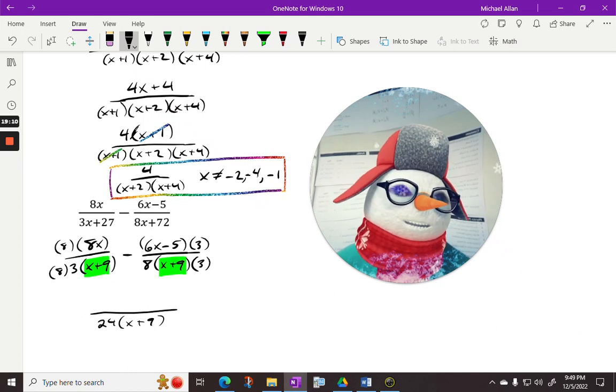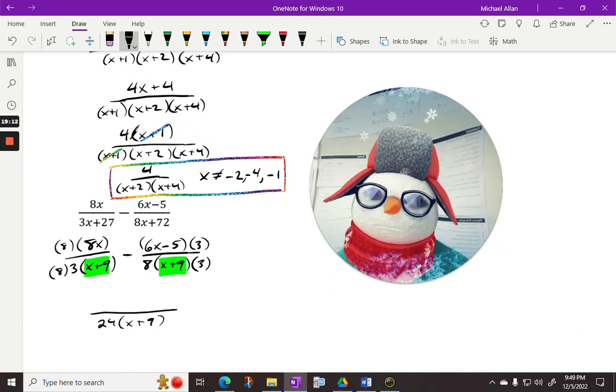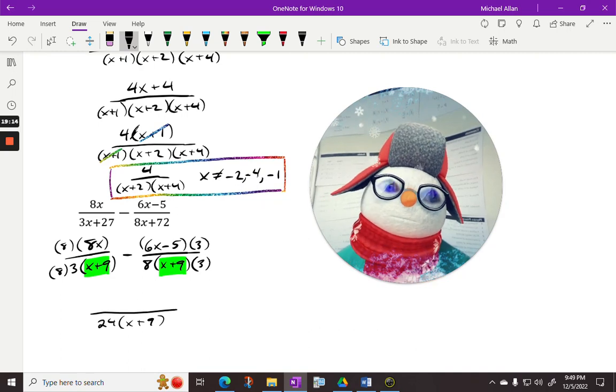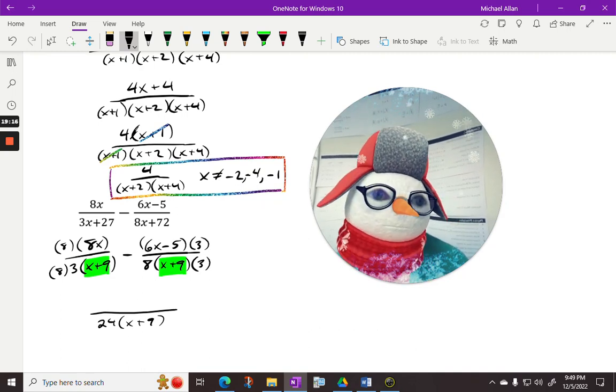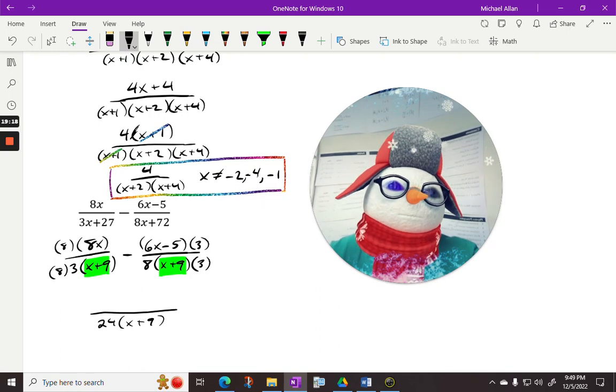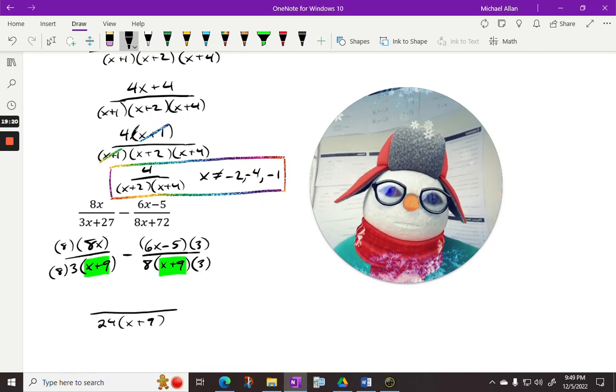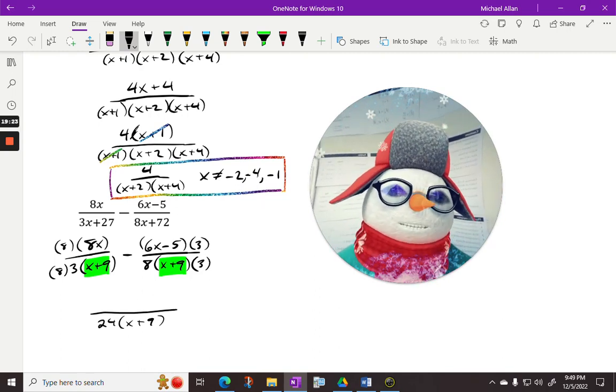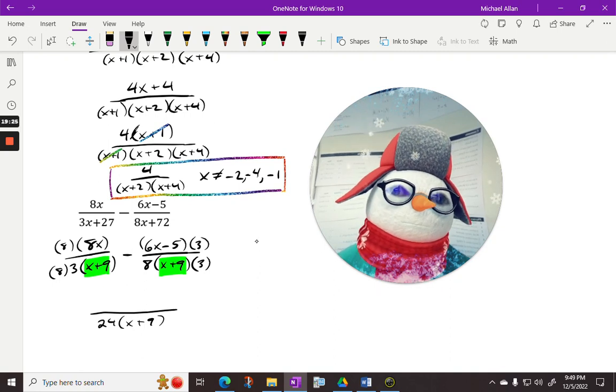You notice when I'm adding and subtracting, the denominators stay there. When I'm solving, I want to get rid of the denominators. I want to move the x's to the numerator. But when I'm just simplifying and adding and subtracting, the denominators stay.